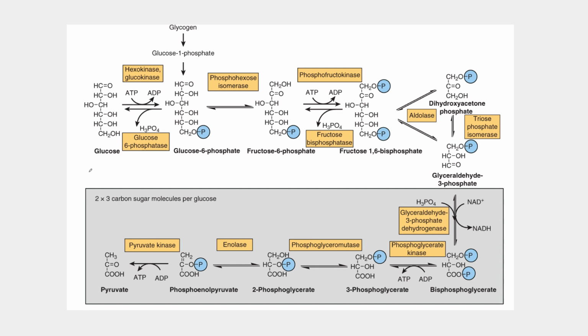So to briefly summarize, glycolysis can be divided into two parts: the preparative phase, shown here in white, and the energy-producing phase, shown here in gray. The net result of glucose oxidation through glycolysis is 2 ATP, 2 NADH, and 2 pyruvate.